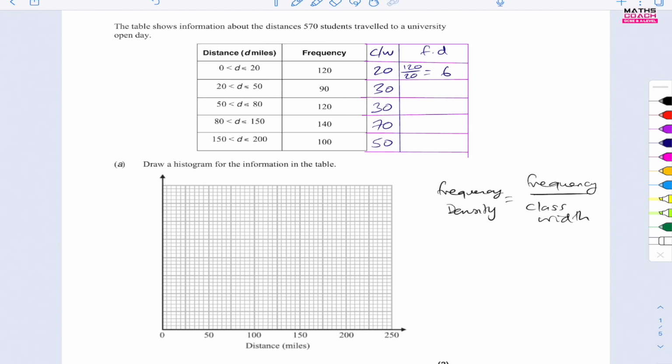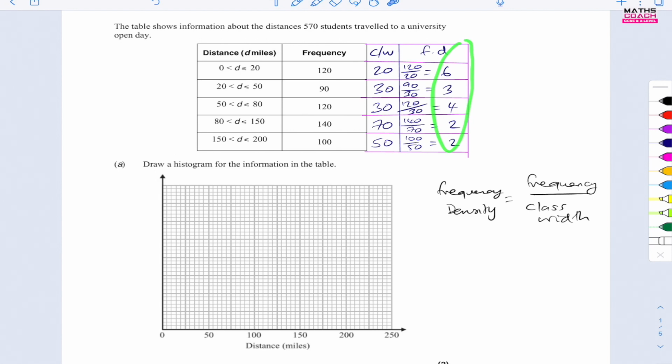And we'll do it for the next one. The frequency divided by the class width. The frequency is 90, the class width is 30. So that's going to be 90 divided by 30, which is 3. So the frequency density is 3. The one after that is 120 divided by 30, so that's going to be 4. Next, we've got 140 divided by 70, and that's going to be 2. Finally, we've got 100 divided by 50, which is 2 as well. So we now have all of our frequency densities.